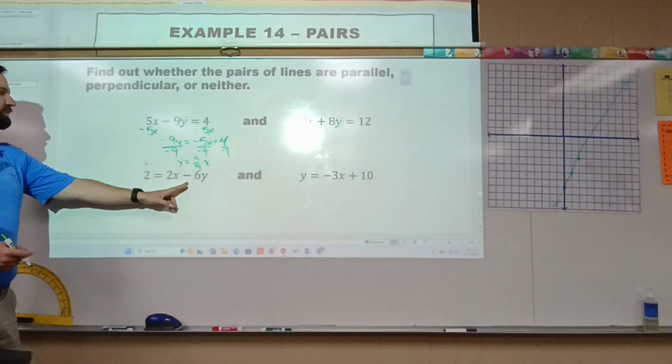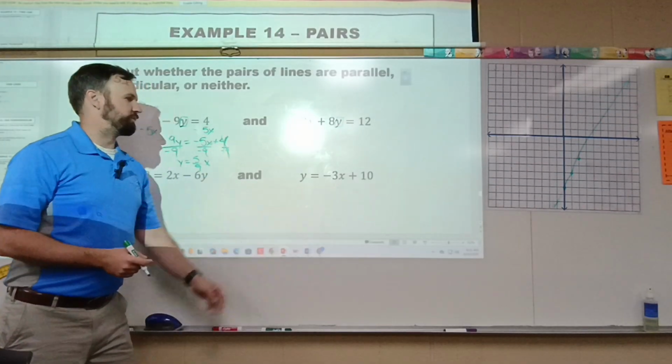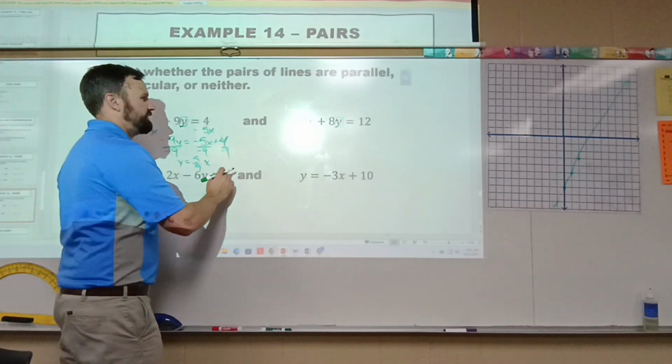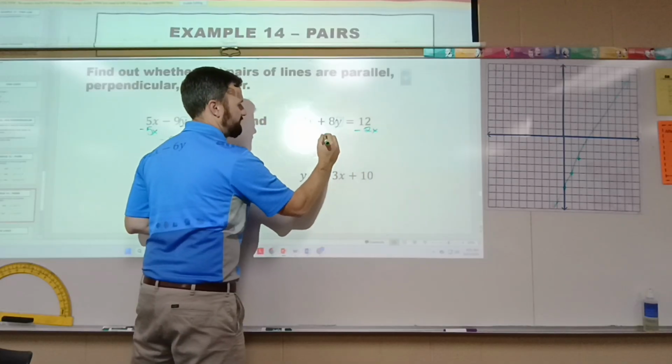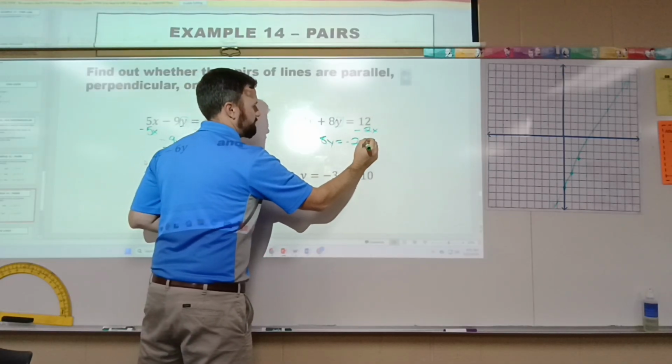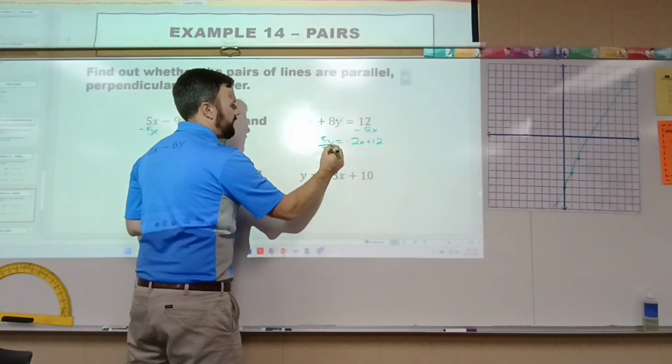Bet you the slope of this one is going to be a third. Oh, that one's -3, so that was too easy. All right, so this one, subtract my 2x. Divide by 8.